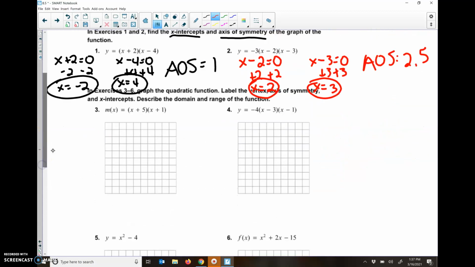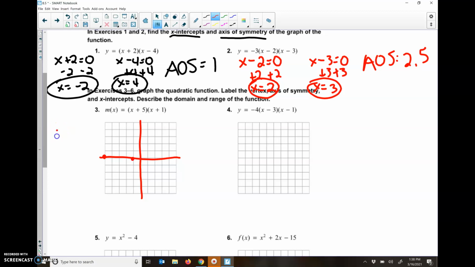All right. If you look here, it says to graph the quadratic function, label the vertex, axis of symmetry, x-intercepts, and describe the domain and range. So, whoa, lots to do in these next couple. Okay, so here, since it's x plus 1 and x plus 5, remember this plus means I'm going to move over to the left. So 1, 2, 3, 4, 5. So there's one dot. This plus 1 means I'm going to move over 1. So there's another dot. So let's start writing this out.